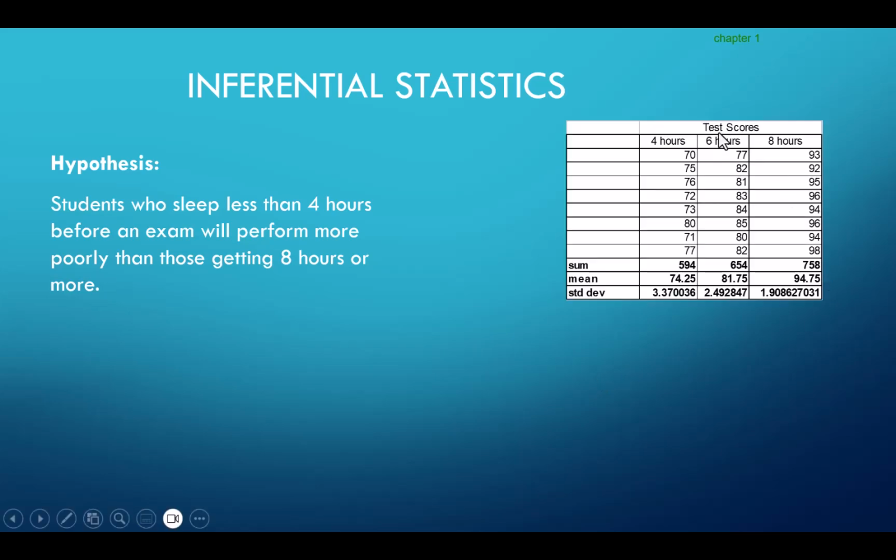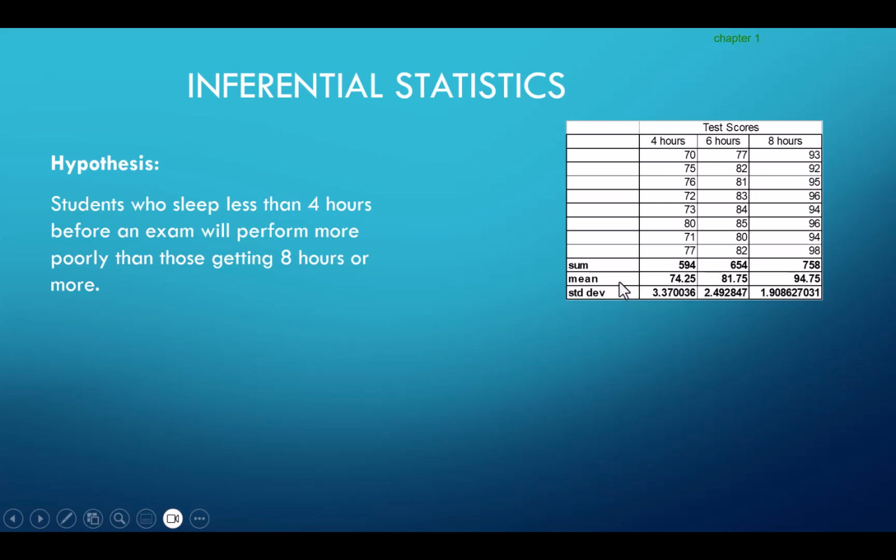So here we have our test scores. These numbers are the test scores, and that's our dependent variable, our measurement. The number of hours slept is our independent variable. It was manipulated, and we have 3 groups here. Then we get our mean and our standard deviation. Those are our descriptive statistics.